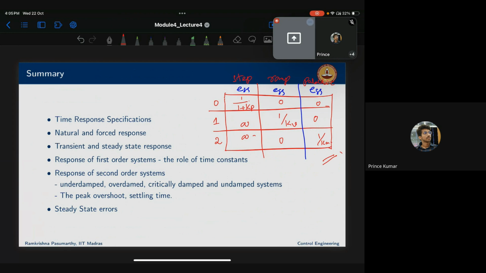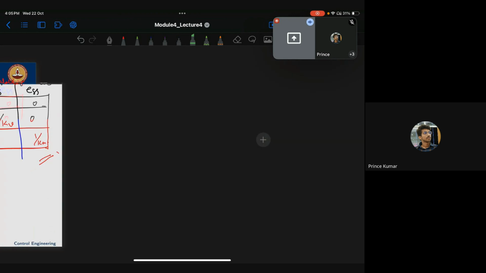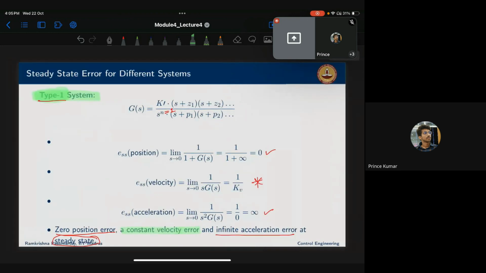So what we saw was the steady state error for 3 cases. Also we have seen the second order systems: underdamped, overdamped, critically damped, also the peak overshoot, settling time, rise time definitions. Also we saw the natural and forced response, transients and steady state response. Is this clear? Any quick doubts?